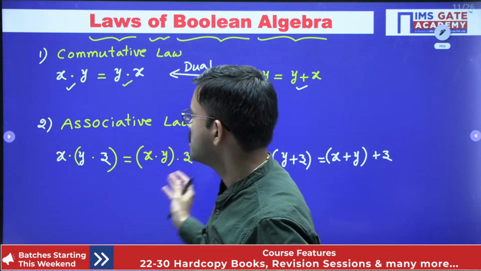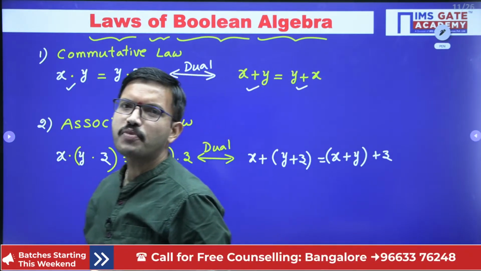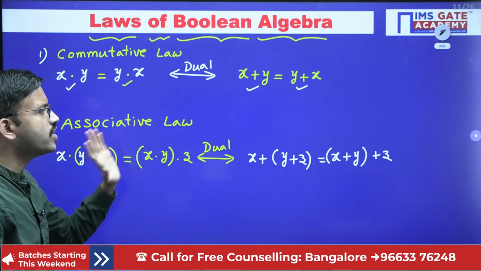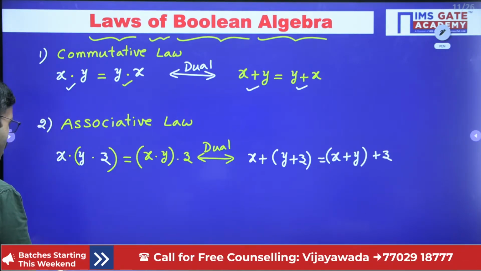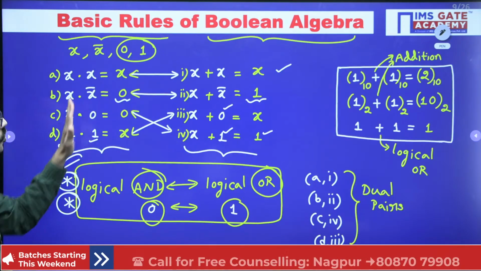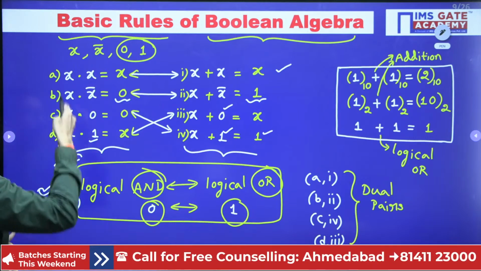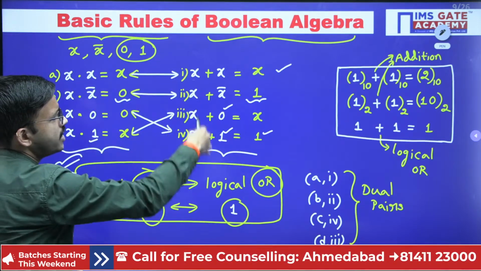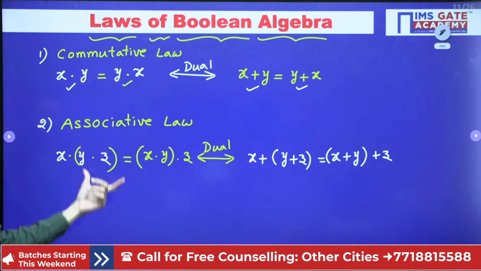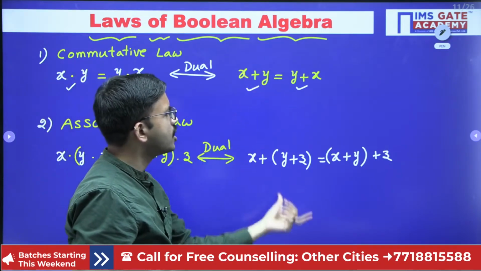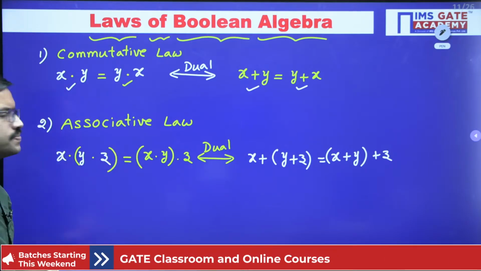So we just discussed the basic rules, and then the duality principle, and then commutative and associative laws. Okay, right. Up to here, in the equations we have discussed, on the left hand side we have used only one type of operator, logical AND. Here logical OR. Similarly, here only one operator, logical AND, and here only logical OR. Right. Now let us use a combination of both.